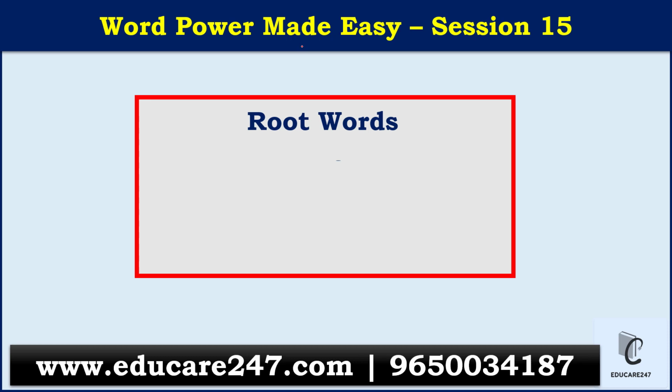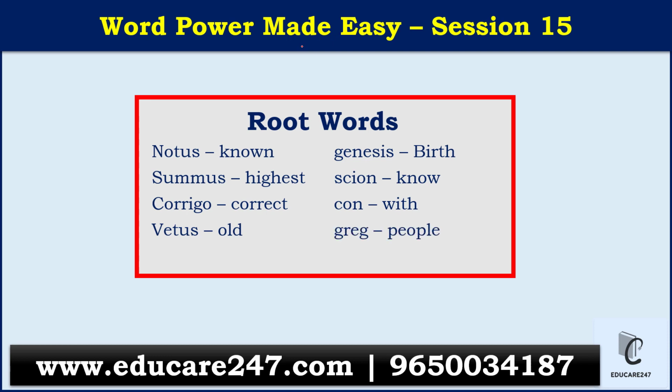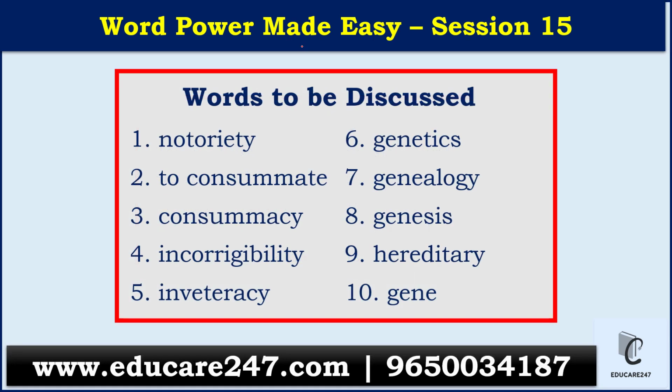So let's begin. The first root here is notus, which means to be known. Next is summus, which is highest. Corrigo is correct. Vetus is old. Genesis is birth. Scio is know. Con is with. Greg is people. And pathos is disease. So these are the 10 words which will be discussed.